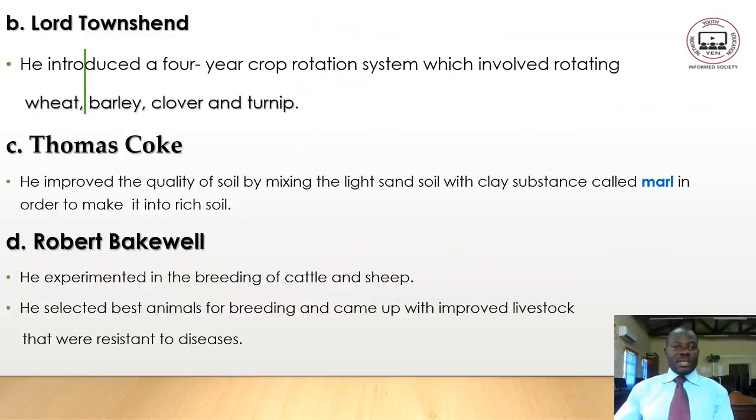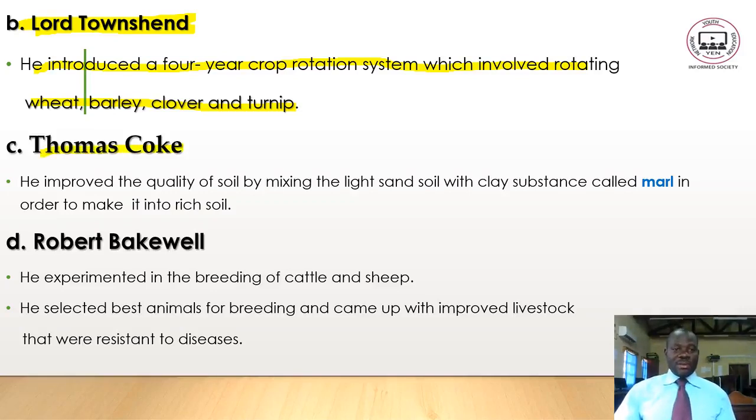Another one was Lord Townshend. He introduced a four-year crop rotation system which involved rotating wheat, barley, clover, and turnip. He developed a system of crop rotation that you learn in agriculture even today. So it all started with Lord Townshend, who introduced crop rotation.